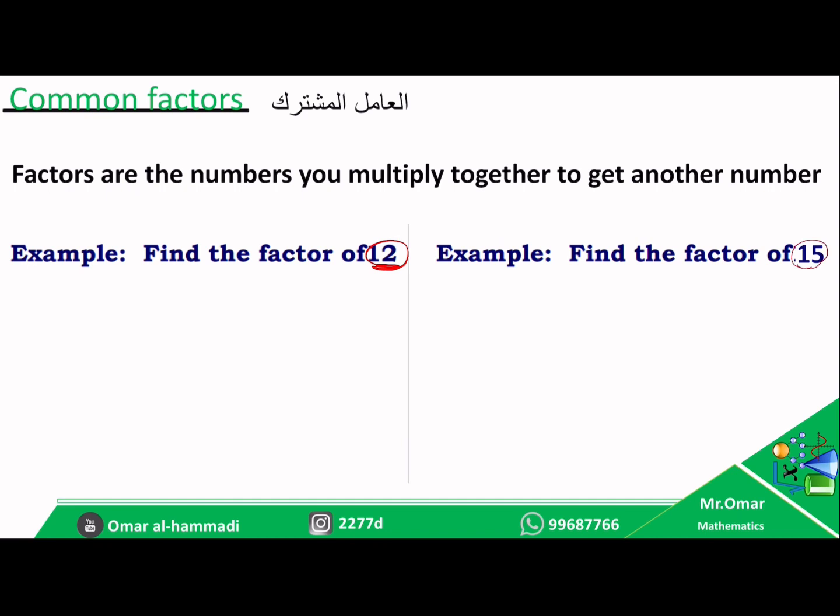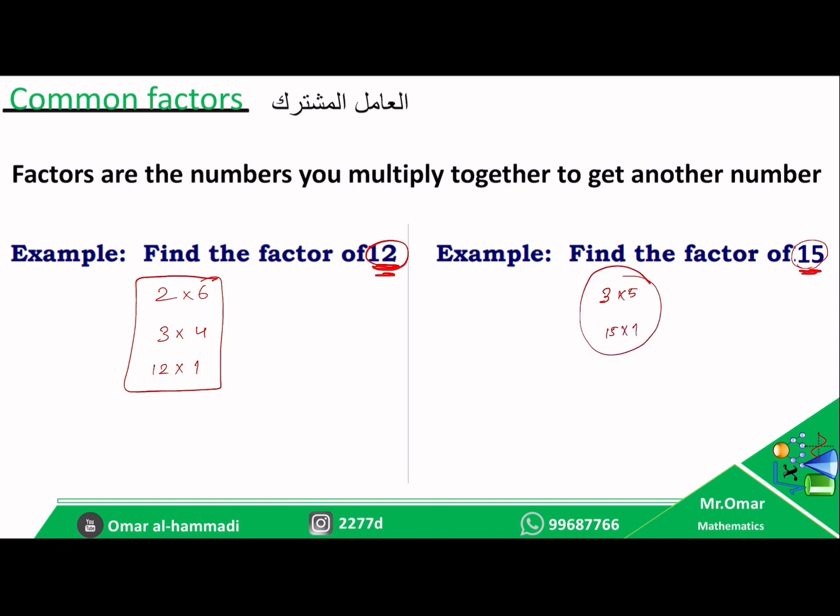We have to write what? We have to write the factors that give us 12. What two numbers do we multiply together that give us 12? 2 multiply by 6, 3 multiply by 4, 12 multiply by 1. So these are the factors of 12. And what about 15? The same thing. 3 multiply by 5, 15 multiply by 1. These are the factors of 15.